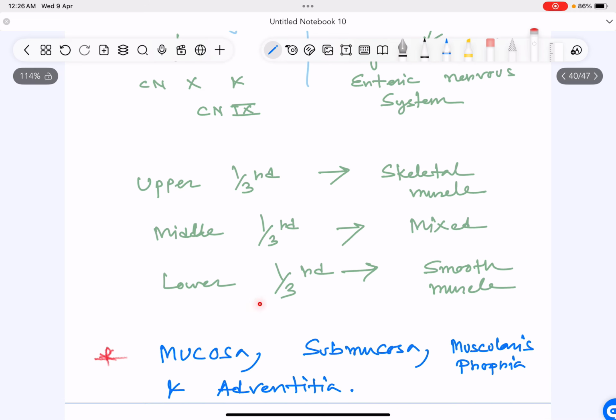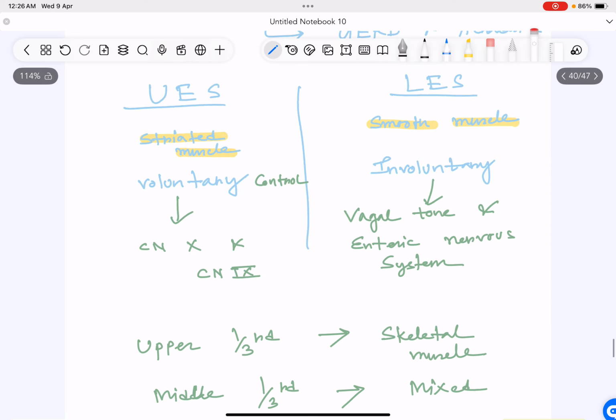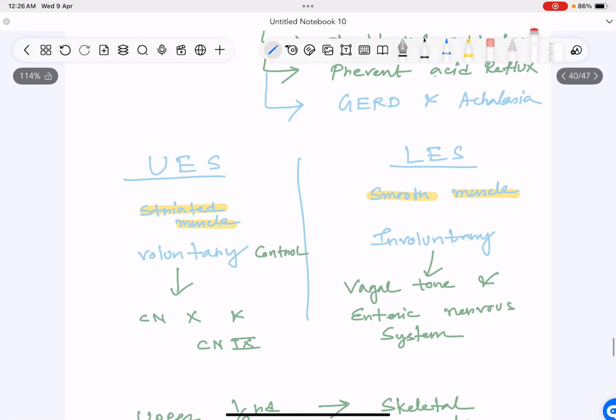The upper esophageal sphincter is striated muscle because the esophagus is divided into three parts: upper, middle and lower. Upper is skeletal muscle, middle is mixed, lower is smooth muscle. Skeletal, mixed and smooth muscle. In the upper esophageal sphincter we have skeletal muscle, that is striated muscle. In the lower esophageal sphincter we have smooth muscle.